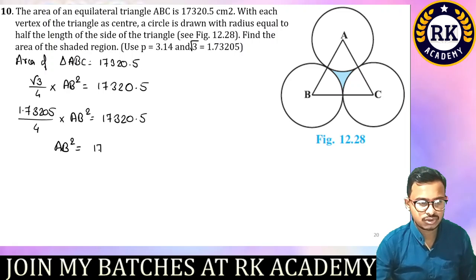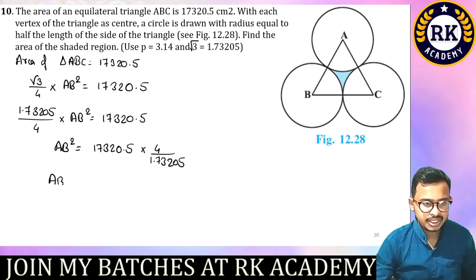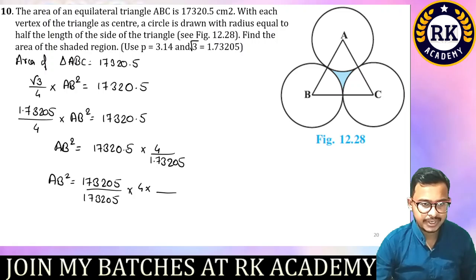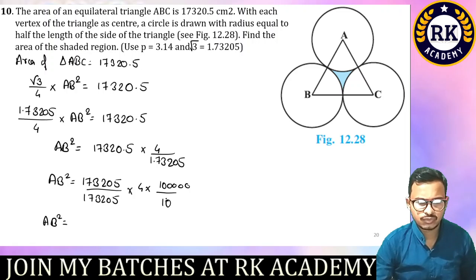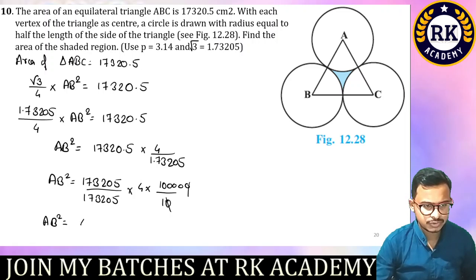So AB square is equal to 17320. So this will become reciprocal. So 4 upper this is. Okay. So AB square shall be equal to, let us remove the decimals. Here one decimal goes out and 10 comes below, here 1 2 3 4 5, so 5 zeros. So finally you get AB square is equal to, 4 will be cancelled, it will be 400. So this is AB square.